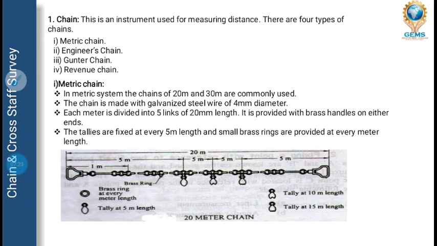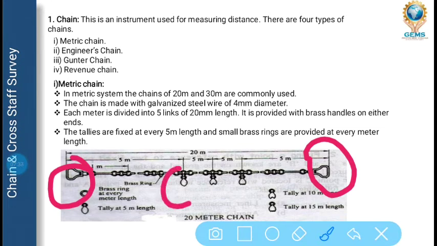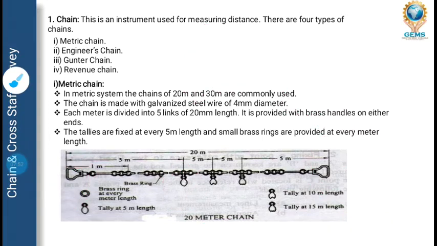It is provided with brass handles. As you can see, this is the brass handle, on either end, at point A and point B. The tallies are fixed at every 5 meters. What is a tally? You can see the teeth. The first is single, like this, and the next is like this, and it goes on to 3, 4. It will have a teeth-type structure. Thus tallies are provided to mark the length.